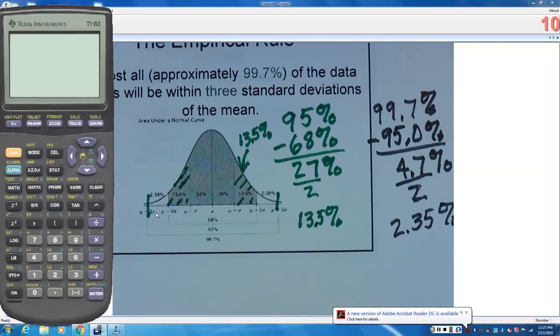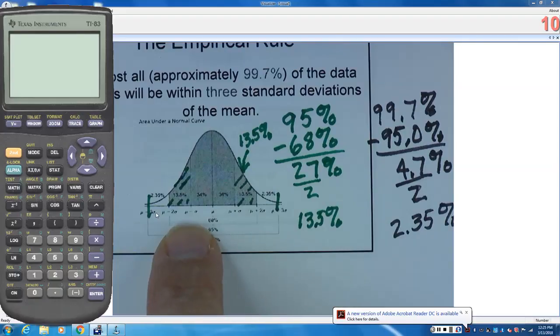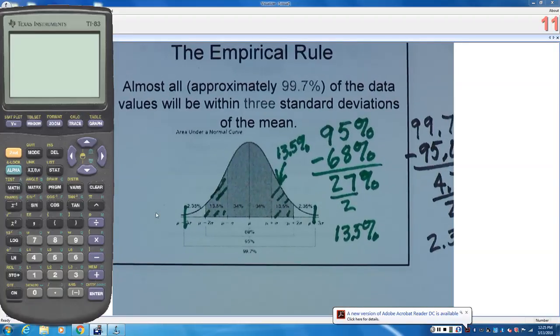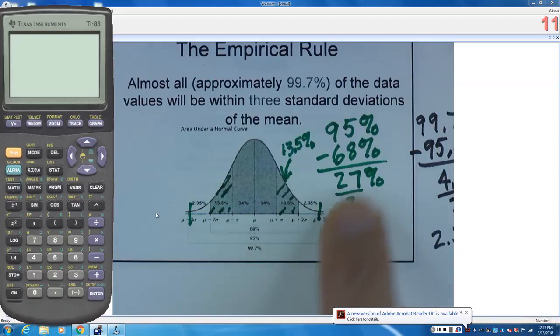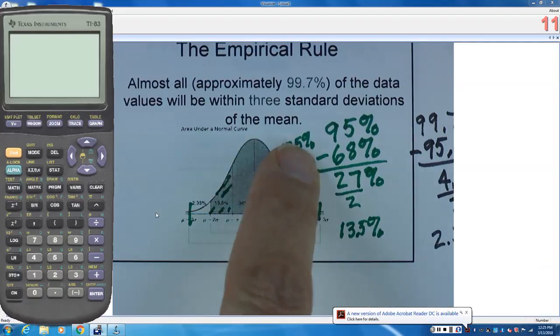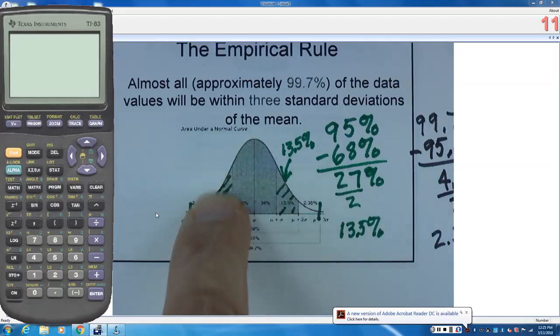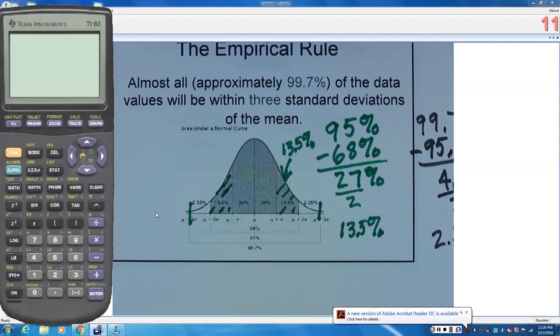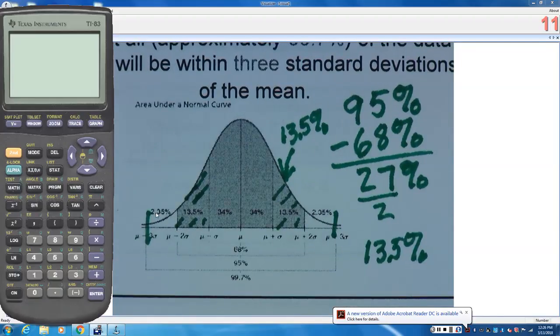the shaded area is the 95%. So if you want to find the area in this little section and this little section, you take 95% minus 68% is 27% divided by 2, and you get 13.5% in these two. This one is 13.5, and this little area is 13.5. And then if you do 99.7 minus 95 and divide it by 2, you get 2.35%. And you can use that to make sure your answers make sense.